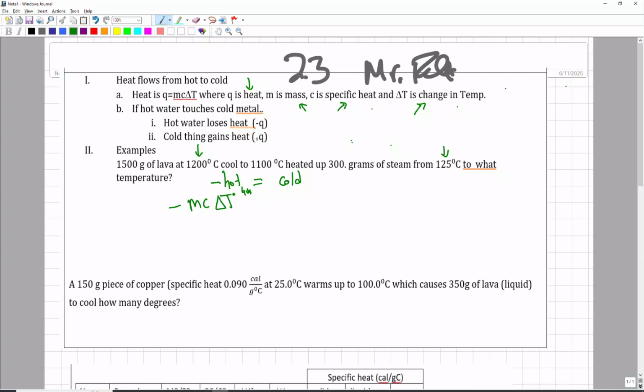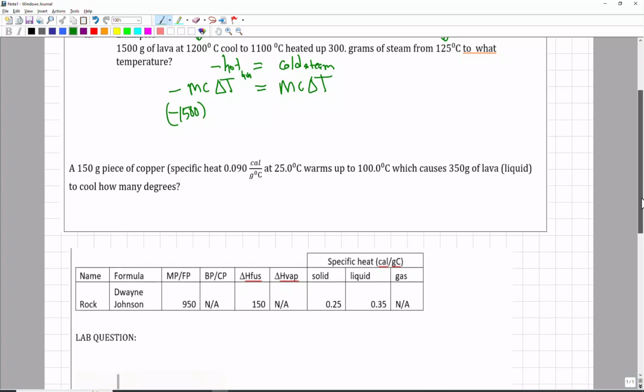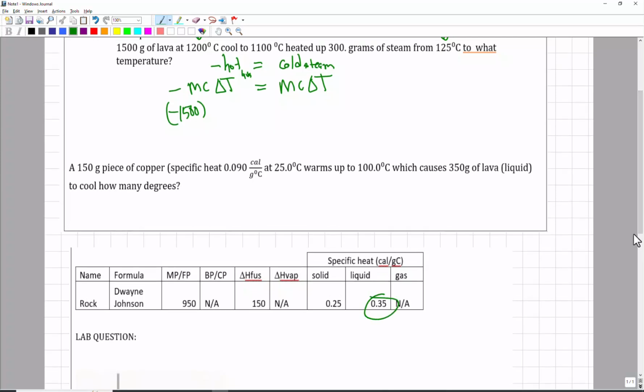MC delta T equals mc delta T, and this is steam. So I write the lava and the steam in there so that I keep it straight. The left-hand side is going to be lava. I'm going to keep my negative side with the mass of the lava, so 1,500. Specific heat of lava: lava is liquid, so its specific heat is 0.35.